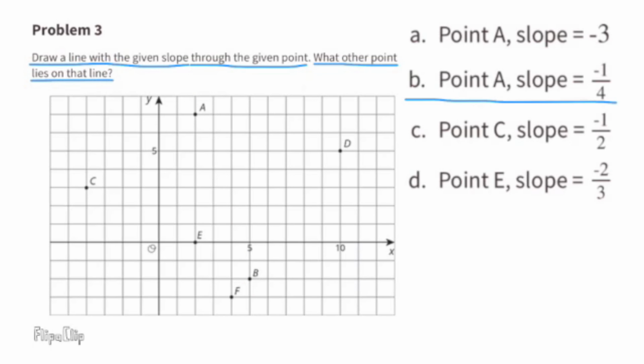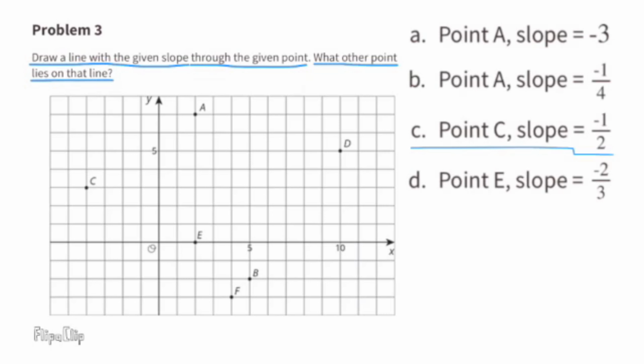B. Point A and the slope equals negative 1 over 4. Like before, I start at point A, only this time I go down 1 unit and to the right 4 units. Down 1 unit, to the right 4 units. And you can see that point D is also on this line. Here's a look at the line with a negative 1 over 4, or negative 1/4 slope.